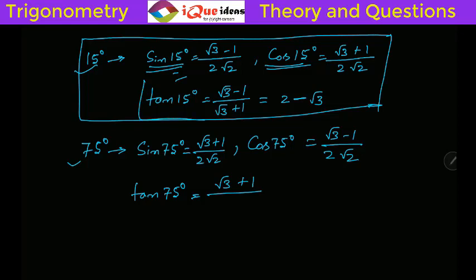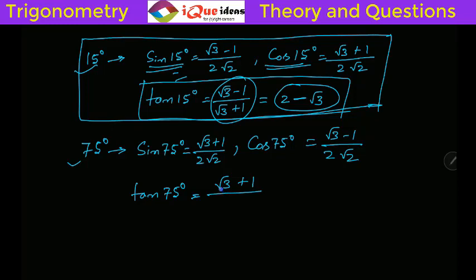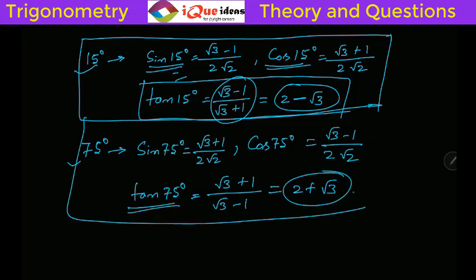And I'm sorry, I repeat. Tan 15 degree is root 3 minus 1 upon root 3 plus 1. And on simplification, rationalization, it becomes 2 minus root 3. Tan 75 degree is root 3 plus 1 upon root 3 minus 1. And on rationalization, it becomes 2 plus root 3. Right? So tan 75 degree is more, okay, than tan 15 degree. So tan 75 degree 2 plus root 3, tan 15 degree 2 minus root 3. Okay. So this is for 15 degree and 75 degree.